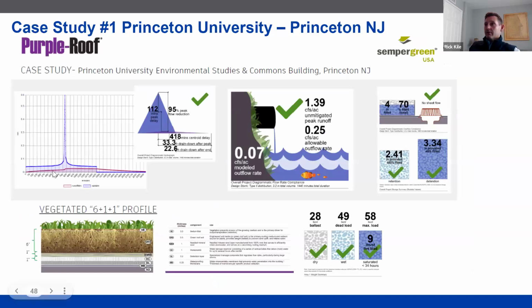And we see this curve that I referenced earlier. It's nice to have a graphic to go along with it. The purple or the blue curve is an unmitigated stormwater runoff curve.